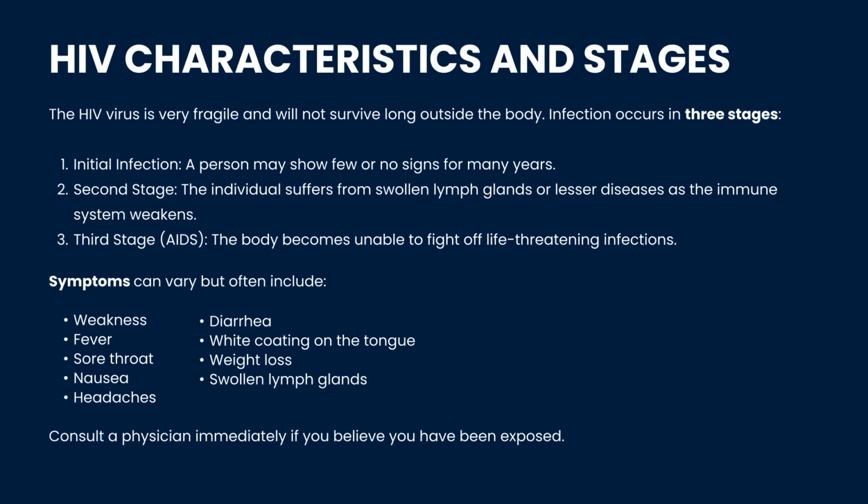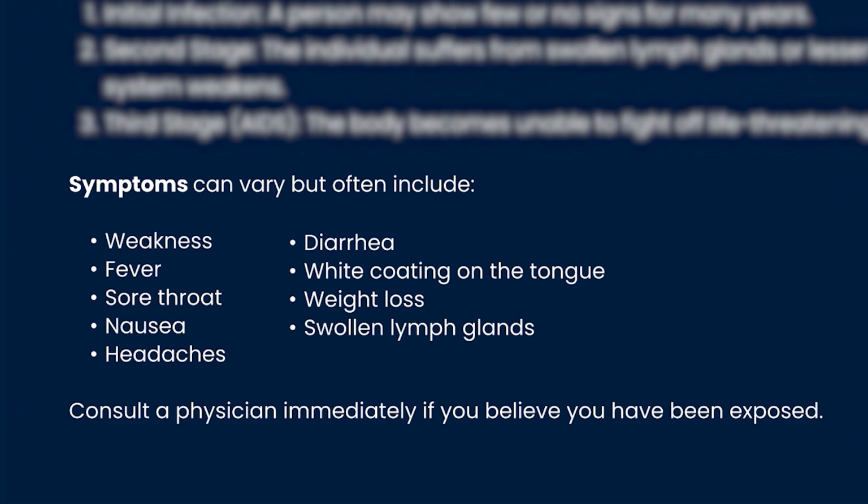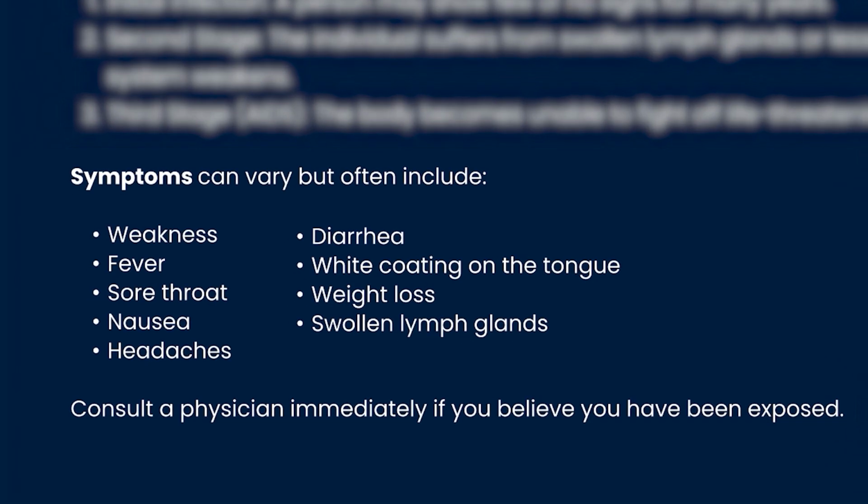HIV progresses in stages. During the initial stage, a person may show few or no symptoms. In the second stage, the immune system begins to weaken, leading to swollen lymph nodes and recurring illnesses. In the final stage, known as AIDS, the body becomes unable to fight off serious infections. Symptoms can include fever, fatigue, weight loss, and other flu-like conditions, but they can vary widely between individuals.